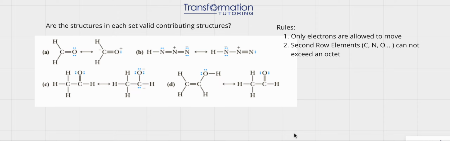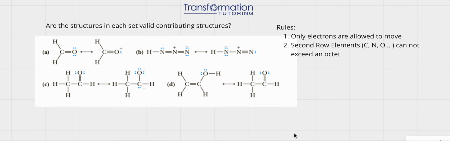The structures in each set, are they valid contributing structures? In order for us to do these resonances and to see if they're actual resonances of one another or if they're not valid, we have to start with some rules. The first rule for resonance is that we can only move electrons. We cannot move atoms. Only electrons are allowed to move. So if we see that an atom moved, then those two structures cannot be resonances of one another.